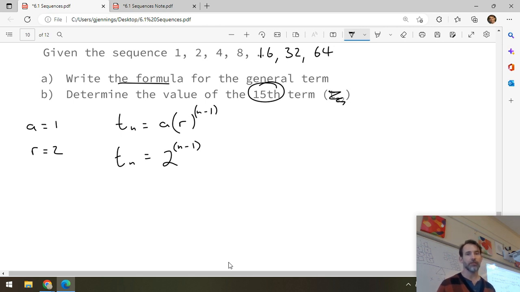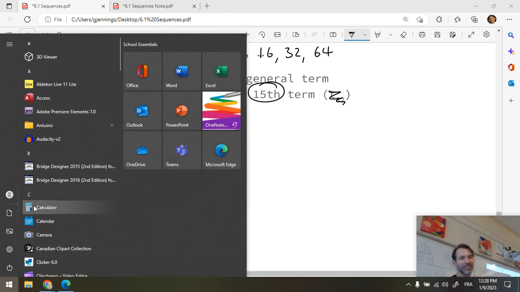Now, we've been asked to find the 15th term. So T15 is going to be equal to 2 to the 15 minus 1, 2 to the 14. It's hard to do that in your head, so use some kind of counter. Okay. 2, 4, 16. Or use a calculator.